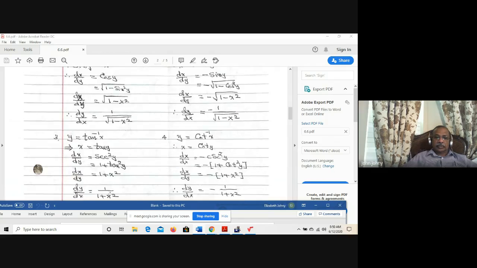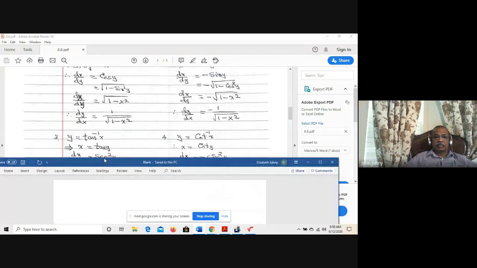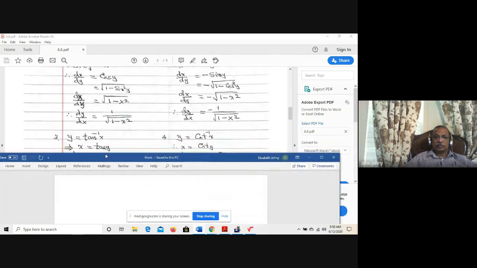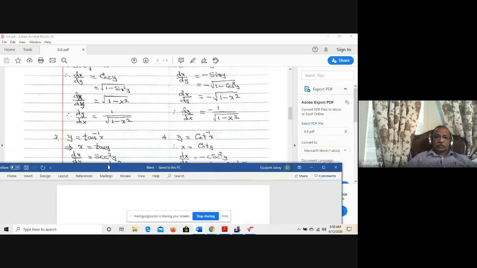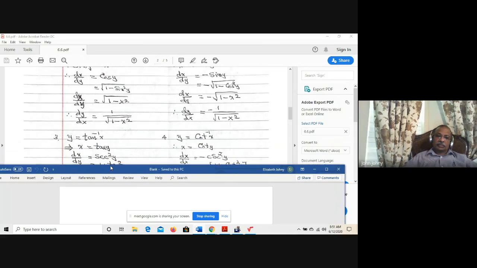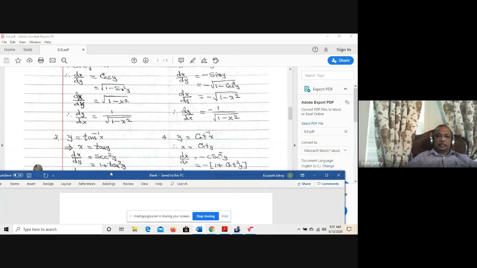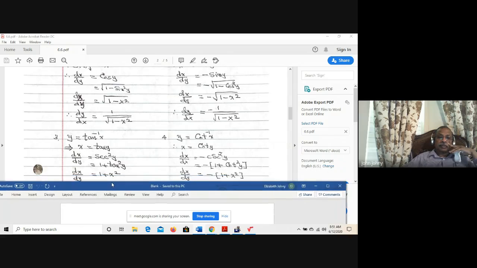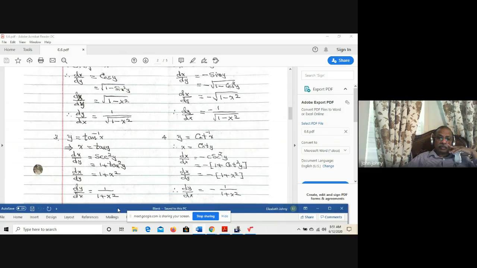Then number 3, y is equal to tan inverse x. Therefore, x is equal to tan y. So dx over dy is equal to secant square y. That is equal to 1 plus tan square y. That is another variation of the trigonometric equivalence of the Pythagorean theorem. Secant square y is 1 plus tan square y. So dx over dy is 1 plus x square, because tan y is the same as x. And dy over dx is the reciprocal of that. That is 1 over 1 plus x square.